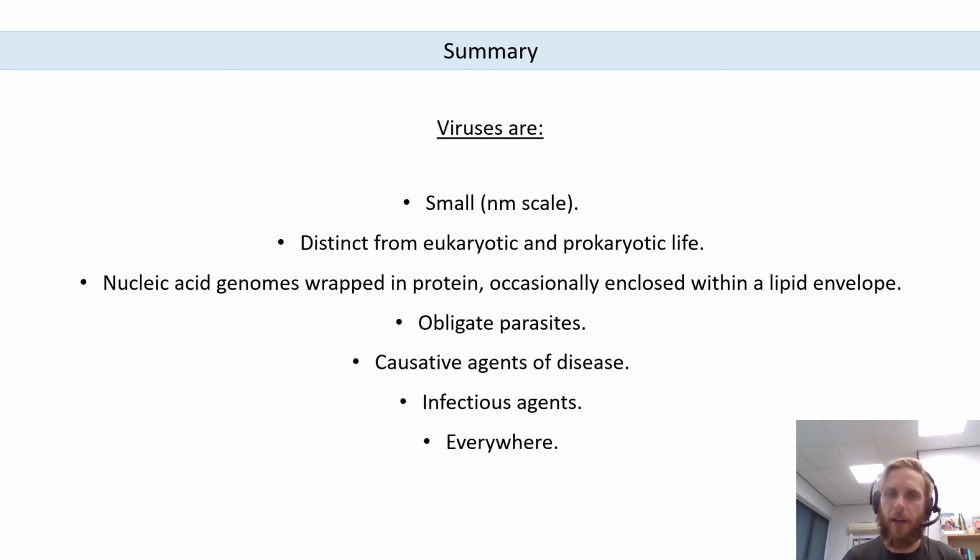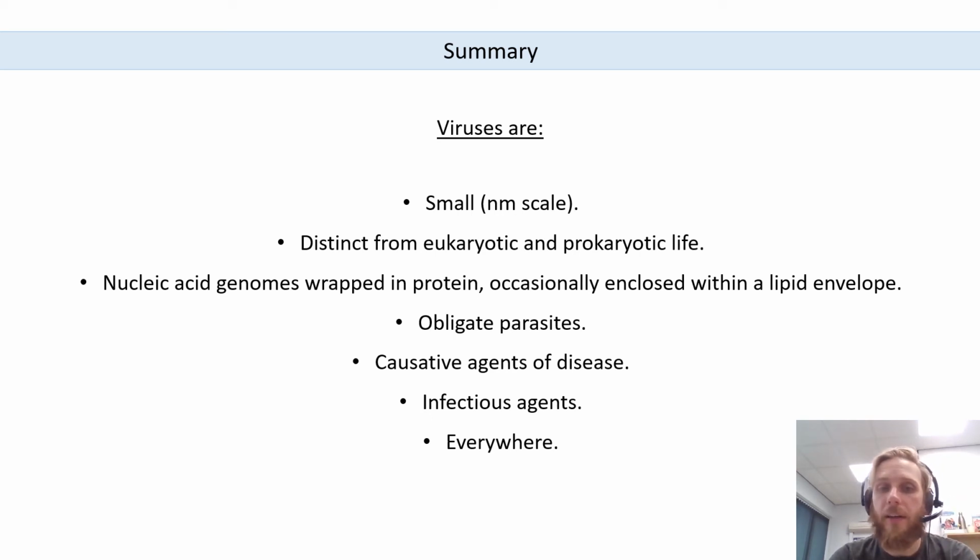Okay, so next, we define viruses as being composed of a nucleic acid genome wrapped in protein, sometimes wrapped in a lipid envelope. This is the minimum composition that a virus can be. It is a nucleic acid genome, and that can be an RNA genome or a DNA genome. It can be single-stranded or double-stranded. It can come in lots of different specific forms, which we'll talk about later. But the key fact is it's made of nucleic acids. And this genome is wrapped in protein. This protein constitutes the capsid, a shell that encloses the nucleic acid genome.